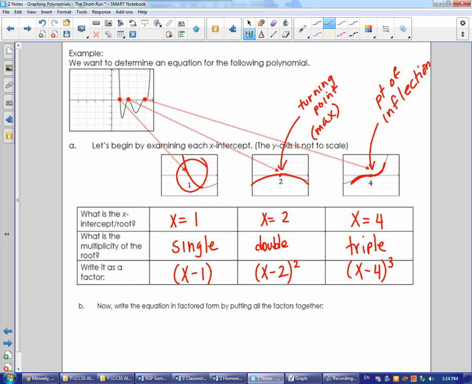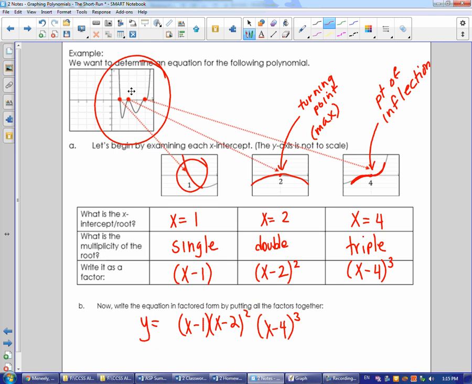So if I wanted to now put all of these pieces together, so here is my function, I want to write it in factored form. Well, I just figured out each of the factors by examining the x-intercepts and the behavior of the graph at each of those points. I can simply put this all together. I can call it y or f of x or whatever I want to call it. And I'm just going to put my factors together. Remember, with factors, we're multiplying.